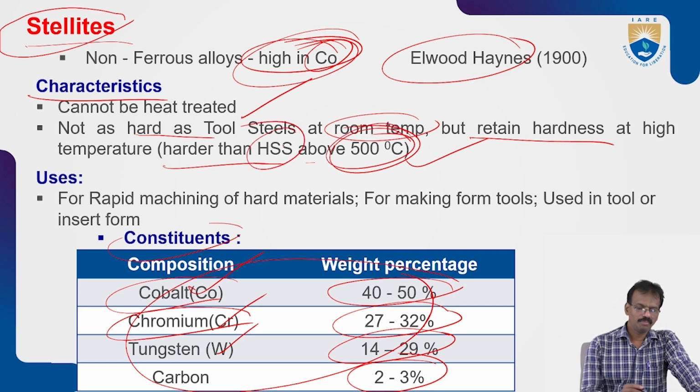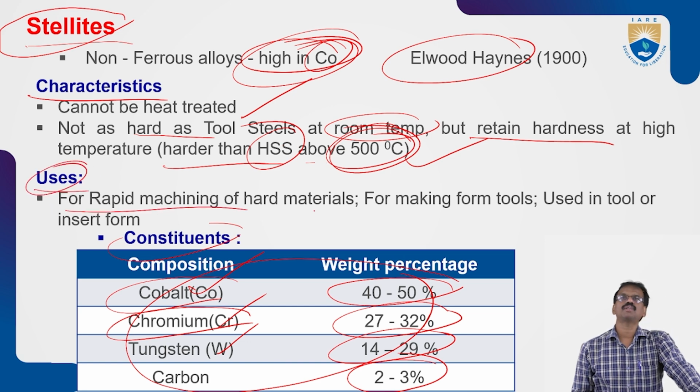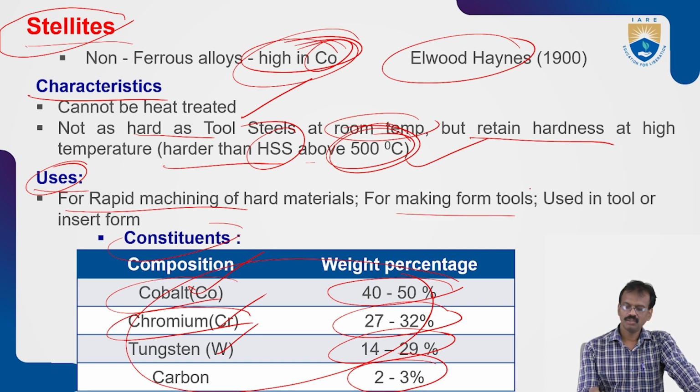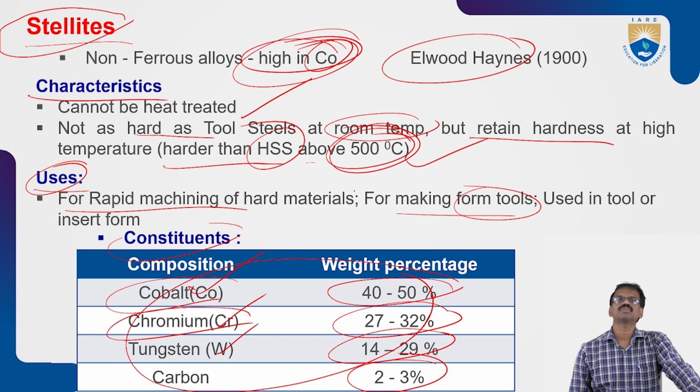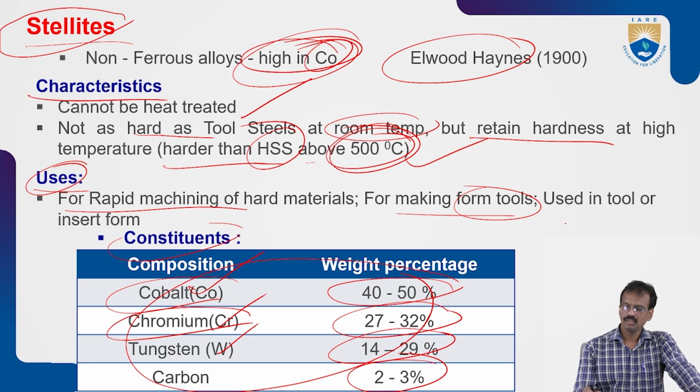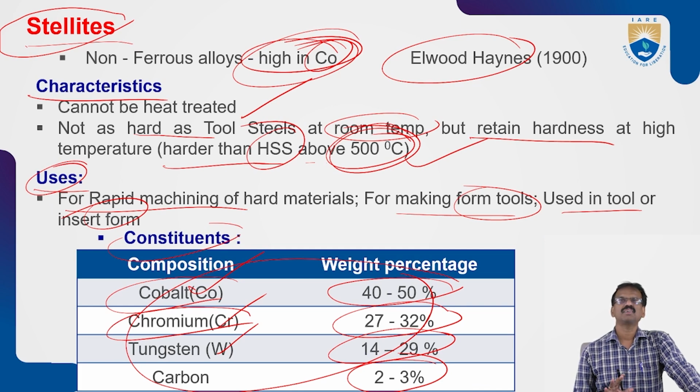Okay. So the main uses of this one, you will see, are for rapid machining of hard materials, very hard materials. So we can use this type of tools. For making farm tools also, we can use this type of material. Next, it is used in tool and insert form. So these are very important tool materials for the manufacturing of the tools.